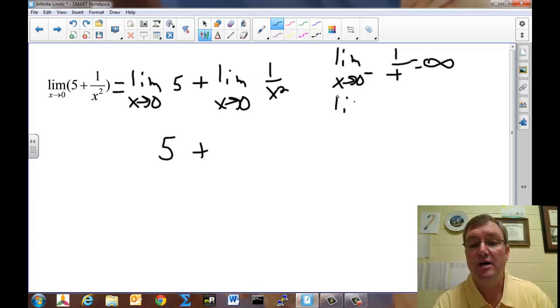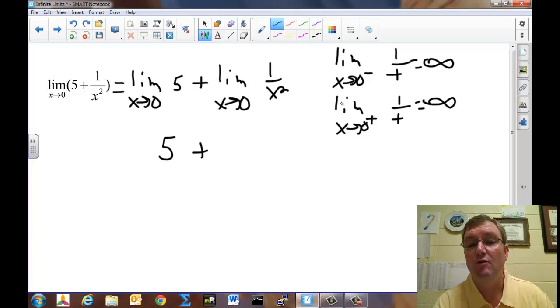What about if we try to evaluate this limit as x approaches 0 from the right side? A number a little bit larger than 0. It's still a very small number. It's still a positive small number. So we're going to get infinity again.